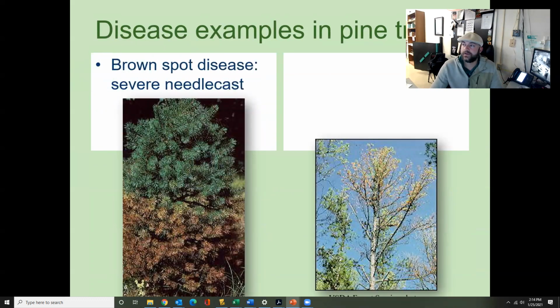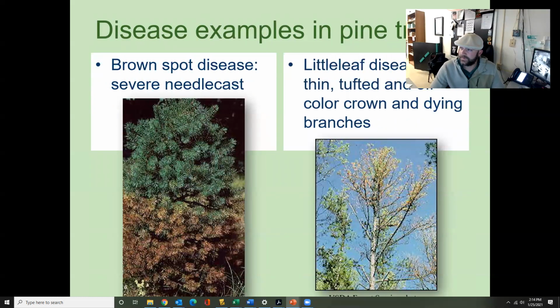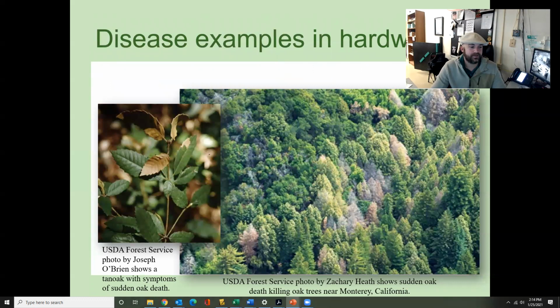But more examples: brown spot disease, severe needle cast. You'll start seeing the tree develop brown from the bottom up. Eventually, once it gets to the top, it'll be totally dead. Then little leaf disease, thin tufted and off-color crown, and dying branches. So some examples in the hardwoods.